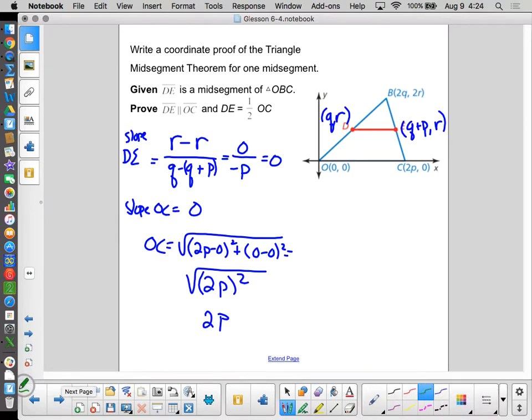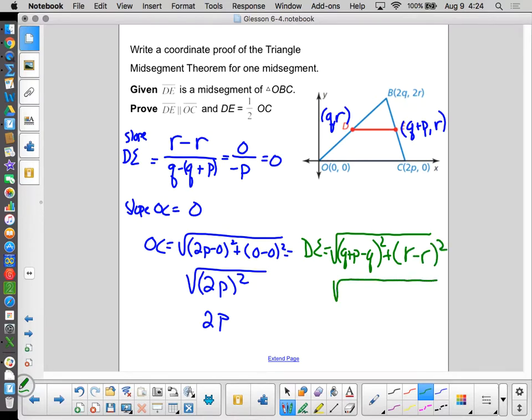So now we need to find the length of DE, which would be the square root, and it's a little more complicated, but we can still do it. It's (Q plus P minus Q) squared plus (R minus R) squared. Well, Q plus P minus Q, the Q's cancel, leaving me just P squared plus 0 squared, or the square root of P squared, which is P. Guess what? P is exactly half of 2P.